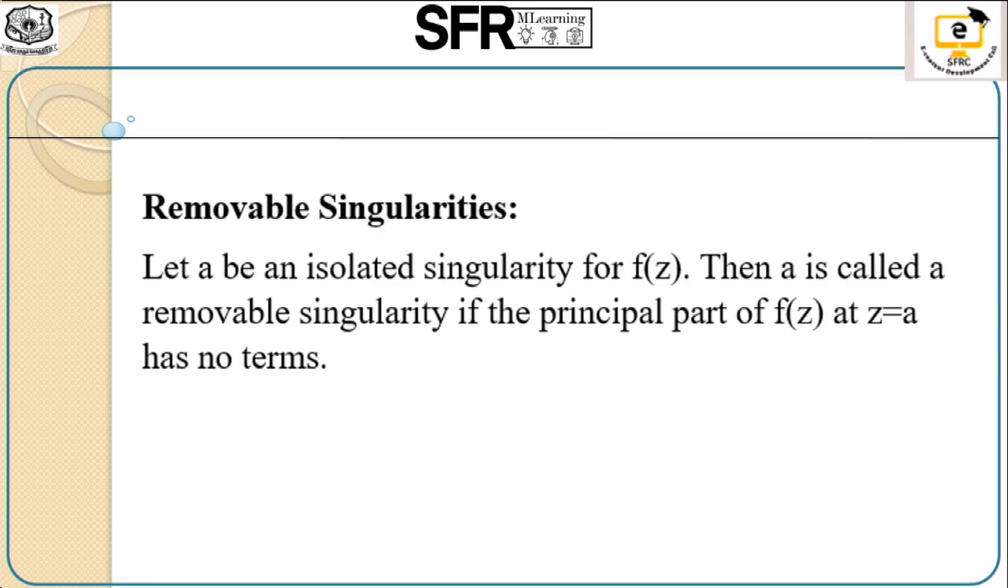First one, removable singularity. An isolated singularity is called removable if the principal part of f of z at z equal to a has no terms. So whatever function is given, if we want to check whether an isolated singularity is removable, we just expand the function and check whether the principal part contains z terms or not. Let us see an example.